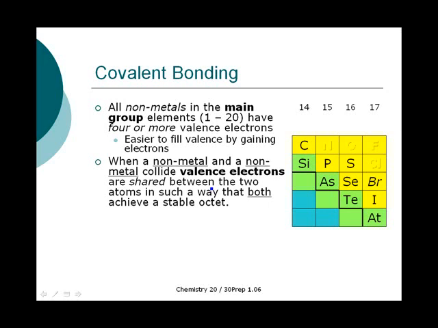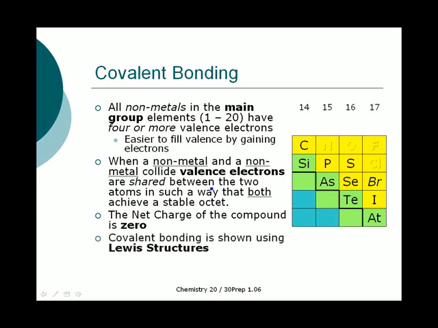With nonmetals, nobody's going to give up electrons because both of them are close to having a full valence shell already. So instead, they share the electrons in such a way that both can achieve a stable octet. Electrons that are shared between two elements count towards both of their valence electron levels being full. The net compound charge is still going to be 0. No ions are formed in covalent bonding. And covalent bonding is shown using something called Lewis structures.